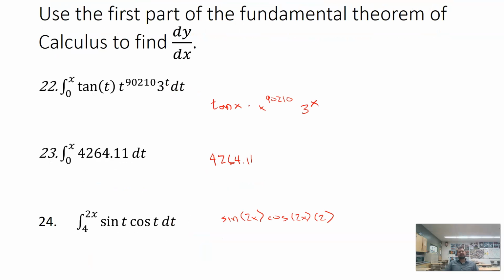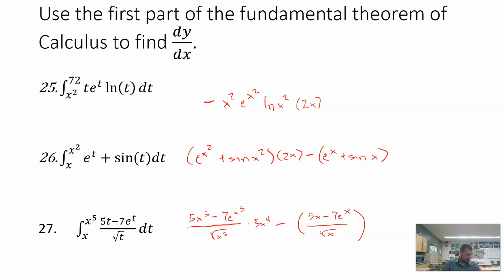Okay. Numbers 22, 23, and 24. Remember, the first part of the fundamental theorem of calculus, when we're looking for a derivative, if it's just from a constant number to x, we just replace the t with x and we're good. So on number 22, that's the same. Now on number 23, I realize that's just a constant number, so it just stays the same. There's no x, there's no t to replace the x with, so I just leave it like that. Now, number 24, it changes a little bit because we're not going to x, we're going to 2x. Really, the only thing that changes is we've got the sine of 2x, the cosine of 2x, and then we multiply that by 2. So that is what our answer is on number 24.